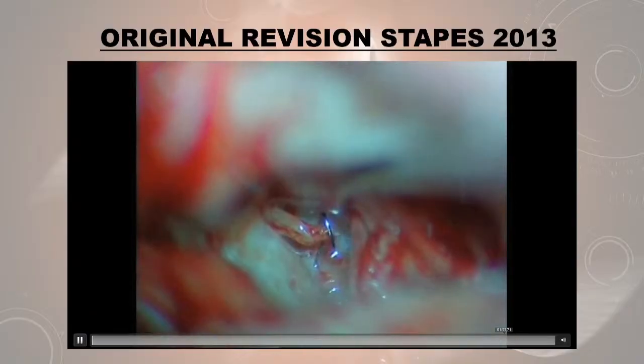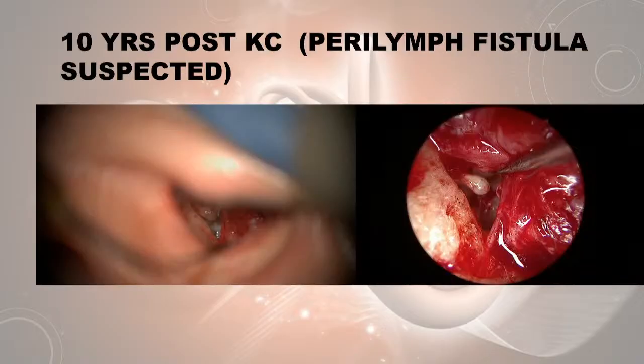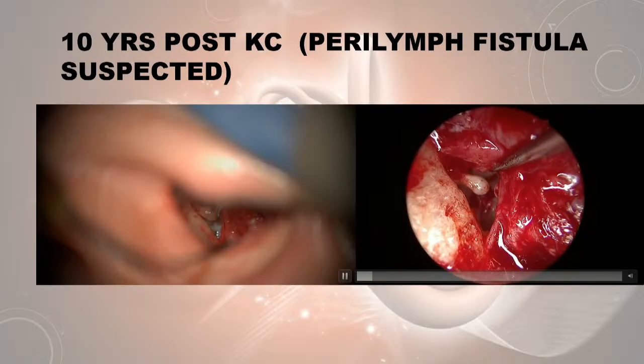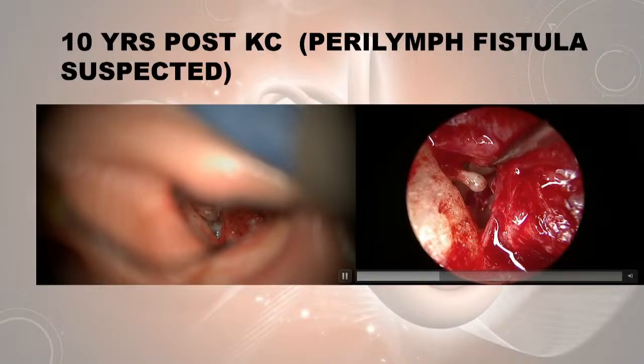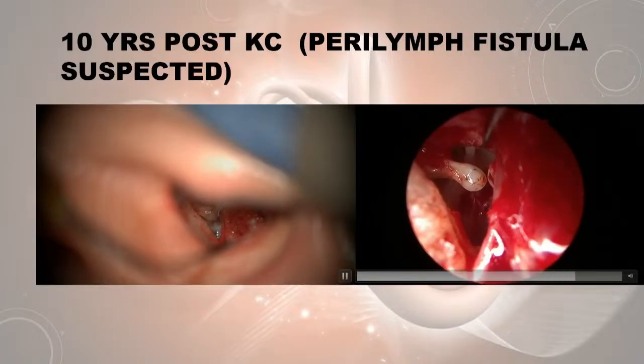Let's see what it looks like. That was the before and after, not worried about that. That's what I opened up ten years later. Sorry, this is the one that was the perilymph fistula. The other one, I can't remember now. Sorry, Chris. This is the one that was the perilymph fistula. I apologize.